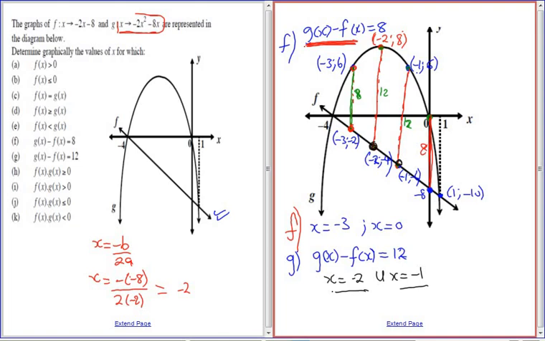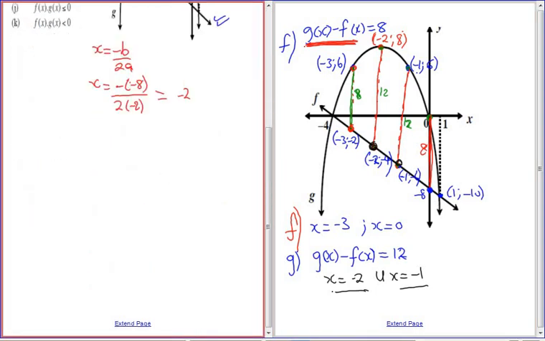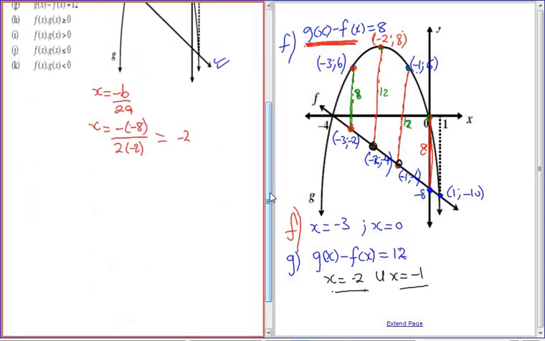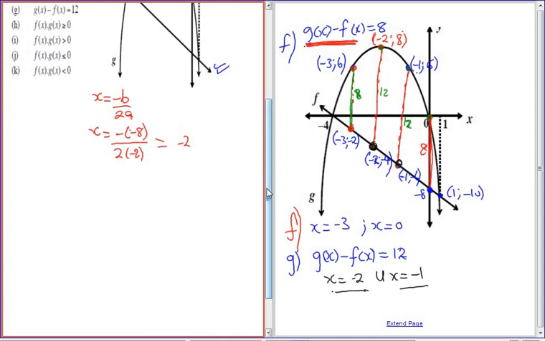Again, people, if we were not asked to do this using a graphical method, we could have used an algebraic method here. So say, for example, on g, g minus function of x is equal to 12. Let's just say you were that person and you couldn't see it on the graph. So you can actually do it this way.